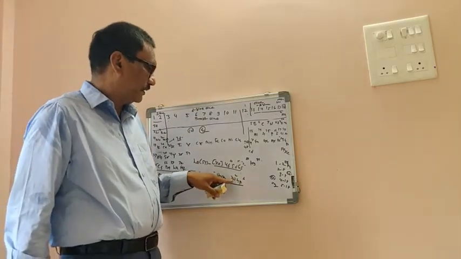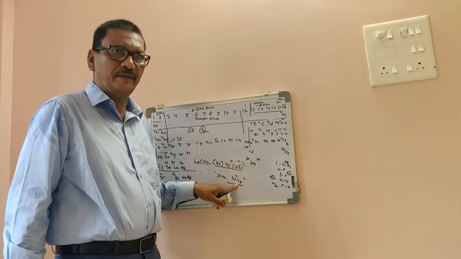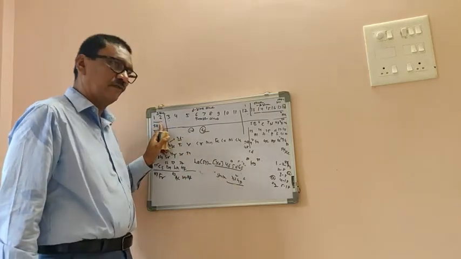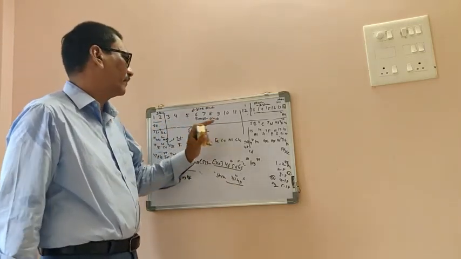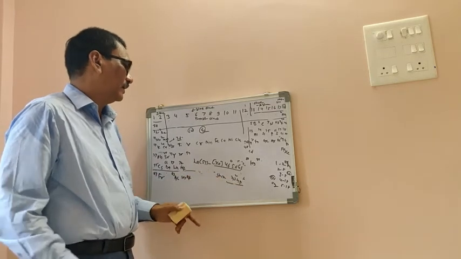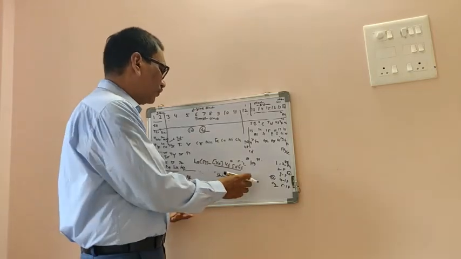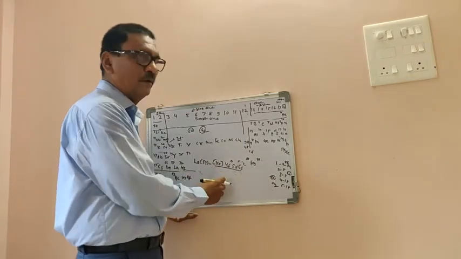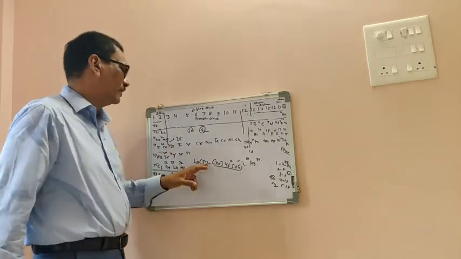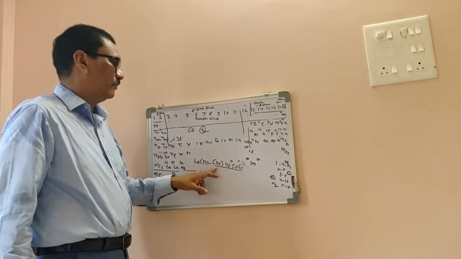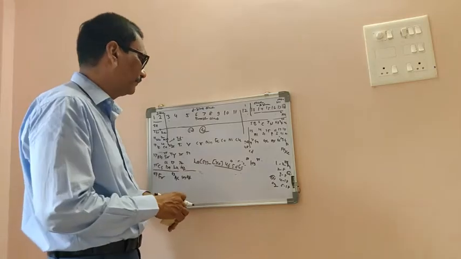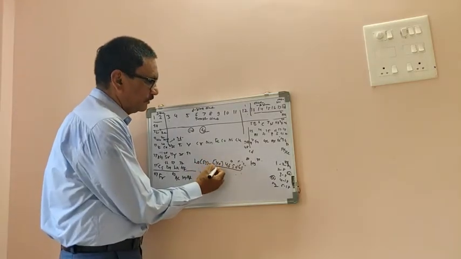Each element tries to achieve this stable configuration. Some can lose electrons, some can win electrons, and some can share electrons to achieve this configuration. That's why we are writing the configuration in terms of the noble gases. Remember, we write it in a noble gas because it is the most stable configuration, which will achieve the stability.